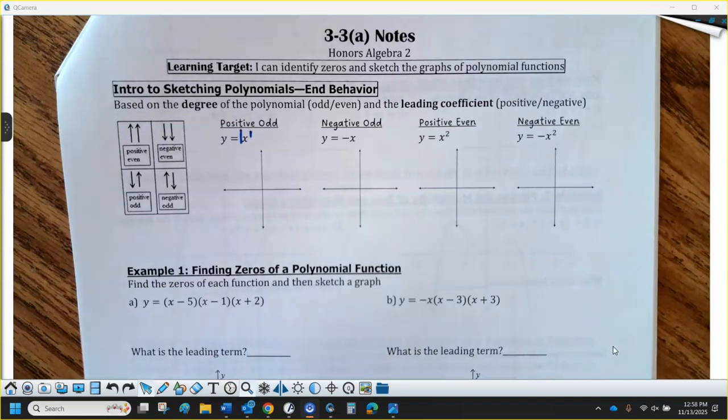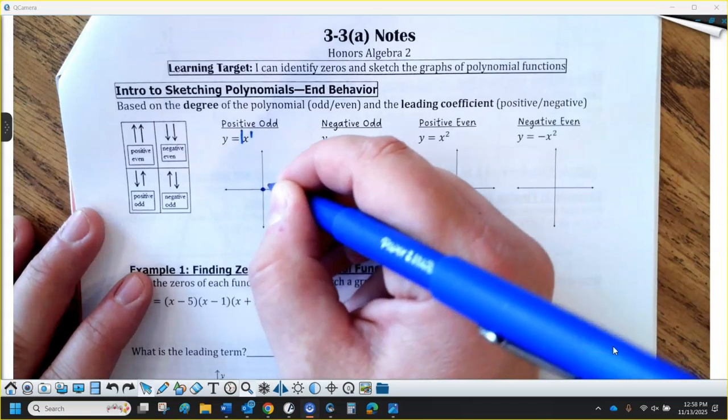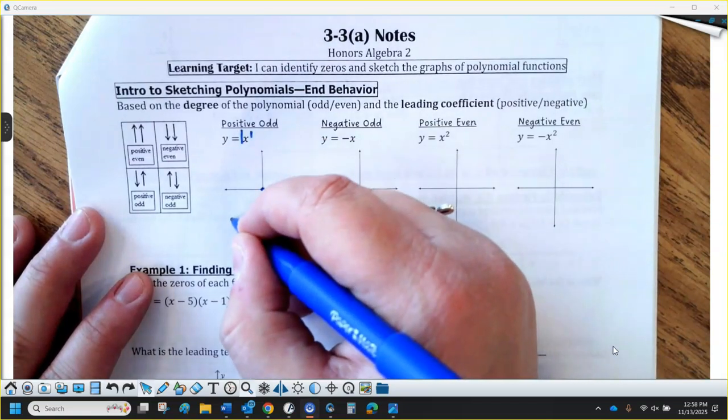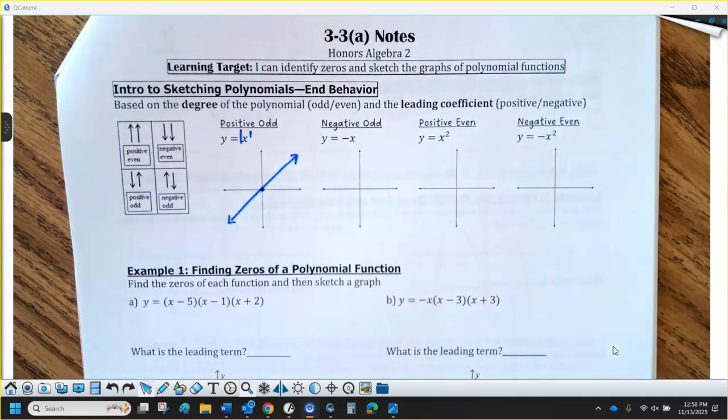Okay, hopefully you guys, like if I do mx plus b, right? If it's just y equals x, it's right through the origin, and then you would just go up 1 over 1, up 1 over 1 on either side. It should be a perfect diagonal line through the first and third quadrants. Okay, so positive and odd. So the end behavior. What am I doing to the far left? What am I doing to the far right?